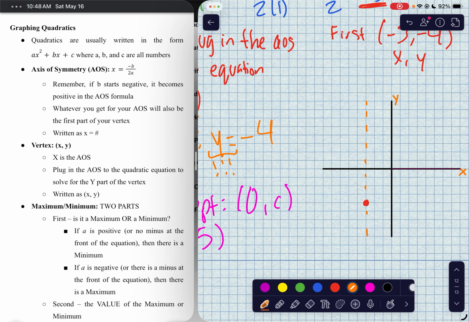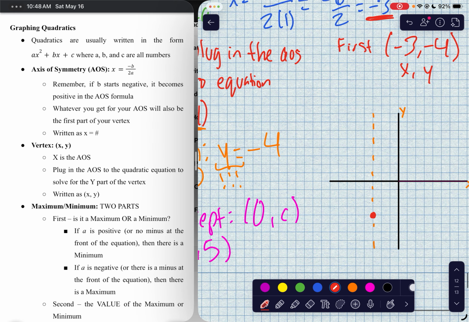If you do include it on your graph, make sure that it's a dashed line and not a solid line. So make sure you write it like I do. Now, we did our vertex. The second thing we're going to do is the y-intercept, which is at (0, 5). So that means we're going to go to 5 on the y-axis, which is going to be 1, 2, 3, 4, 5. So it's going to be right here.